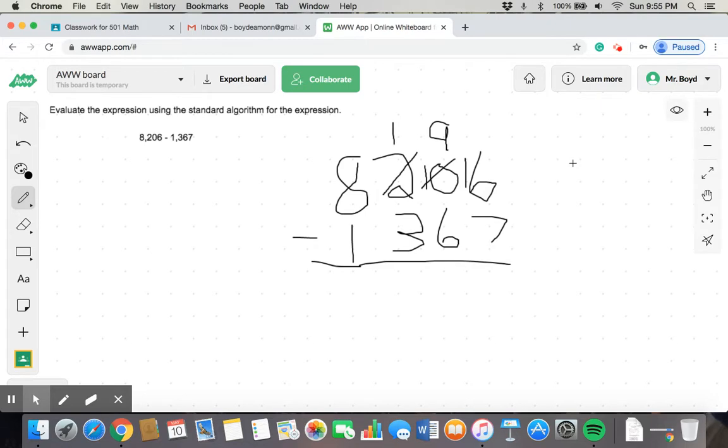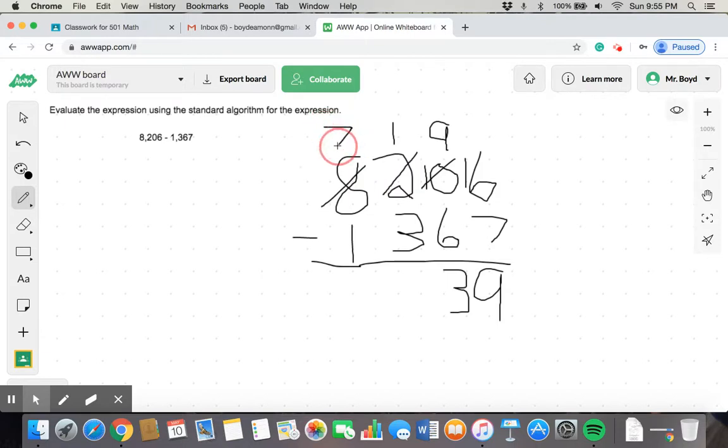I can now do 16 minus 7, which will give me 9. I can do 9 minus 6, which will give me 3. Now, if I look at my hundreds, I cannot subtract 3 from 1. If I have 1 of something, I cannot take away 3. So I must borrow from my thousands.